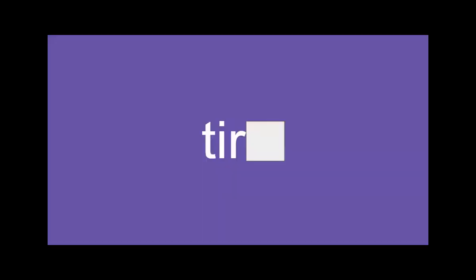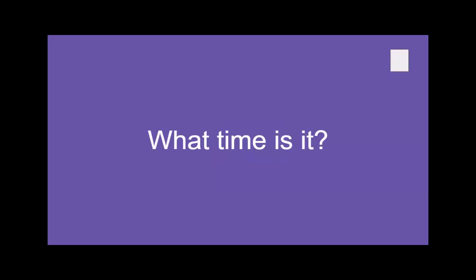T-I-R-E. Tire. Very good. So then I might show them, and what if there was no E at the end of tire? What would that word say? Tur. Okay. So sometimes we incorporate nonsense words just so that we can make sure that students are identifying that phoneme level sound and the combination of sounds in a word.